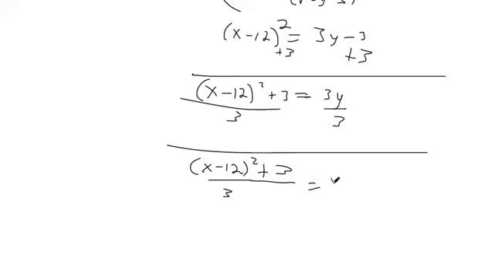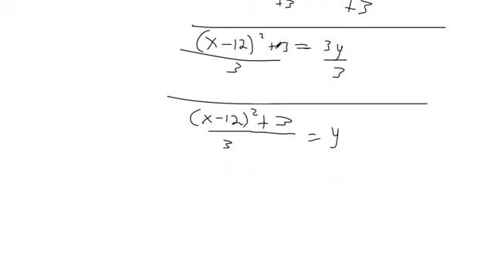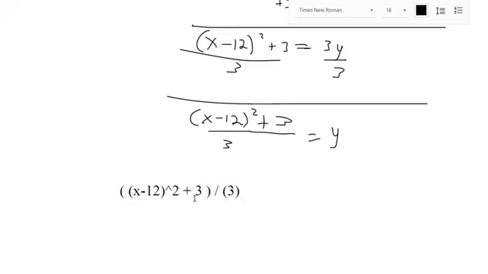Either way. I'm not sure which one's easier to type out in Mobius, but here's what I would do if I was typing this. I always start, when I have a fraction, I start with my numerator and my denominator with parentheses. In the numerator, I've got to have another set of parentheses, x minus 12, that's being squared. And then still in the numerator, I've got a plus 3, and I'm dividing the whole thing by 3. So that would be a correct answer marked in Newton.